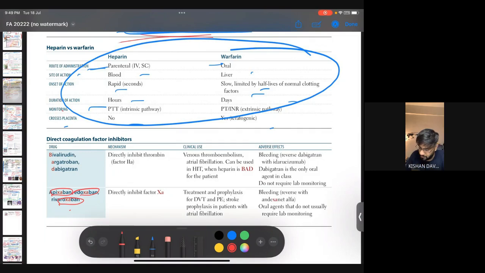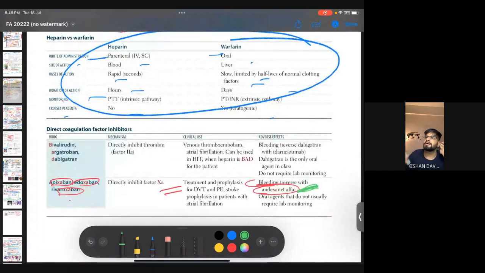Okay, so ignore this. Bleeding is the common side effect, I told you. Reverse with andexanet alpha. This is very underrated, but it was asked in the NBME. So these are the drugs. See, in hematology pharmacology, they will give you the mechanism and you have to identify the drug. They will give you the drug, you have to identify the mechanism. This is very important because sometimes you will be confused here. Directly inhibit factor 2A or directly inhibit factor 10A.